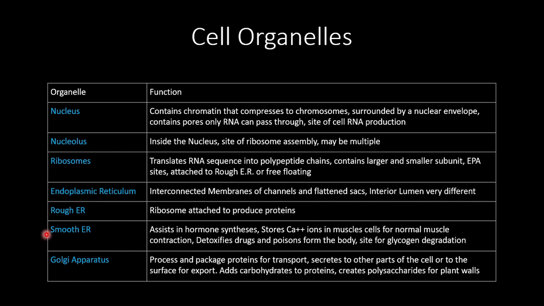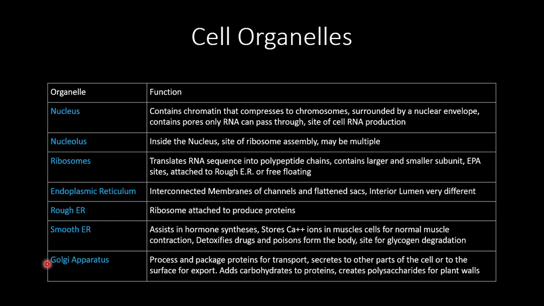The smooth ER assists in hormone synthesis. It stores calcium ions in muscle cells for normal muscle contraction. It detoxifies drugs and poisons from the body and is a site for glycogen degradation.